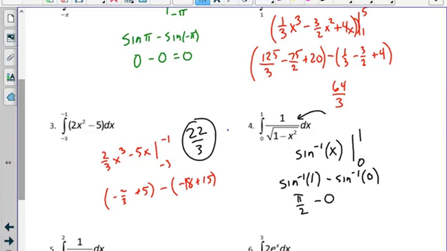We can get that because we figure out that pi over 2 gives me 1 when I plug pi over 2 in for sine, and sine of 0 gives me 0. So that's why that works. So my answer is pi over 2.